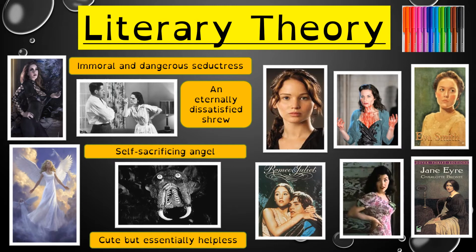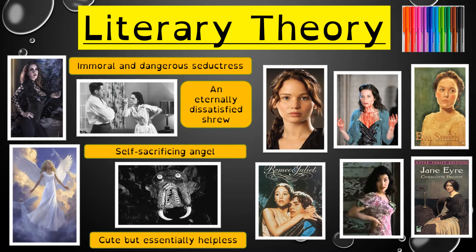In the bottom left, we have Juliet, a self-sacrificing angel here, determined to be with the love, because of course she cannot exist without a man by her side. She takes her own life so that they can be together in death.